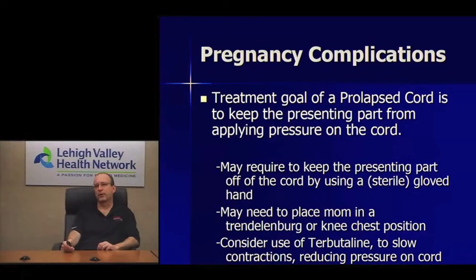Treatment for the prolapsed cord is to keep the pressure of the presenting part off of the cord, and it may require you to actually stick, hopefully with sterile gloves, a gloved hand in to keep that part off the cord. You may need to keep mom in a Trendelenburg or knee-chest position, and you may need to use terbutaline to stop or slow the contractions, which hopefully will reduce the pressure on the cord.